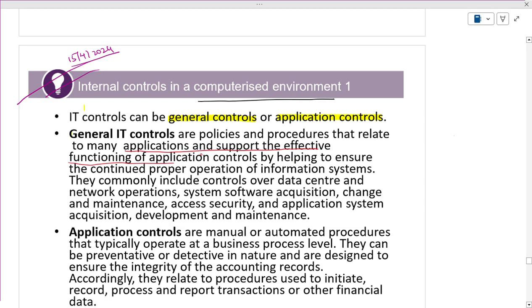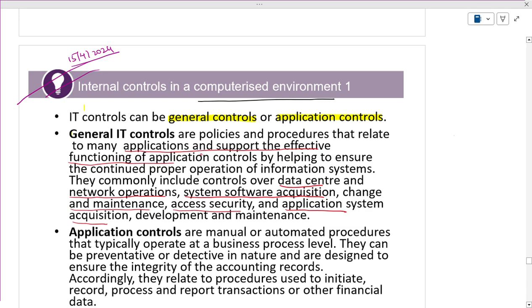They have given examples. They commonly include controls over the data center in terms of operations, network operations, and system software acquisition. If you are acquiring an audit software, it is a general control. Change and maintenance is a general control. Access security, at the entrance, is a general control. The application systems acquisition and development is also a general control.